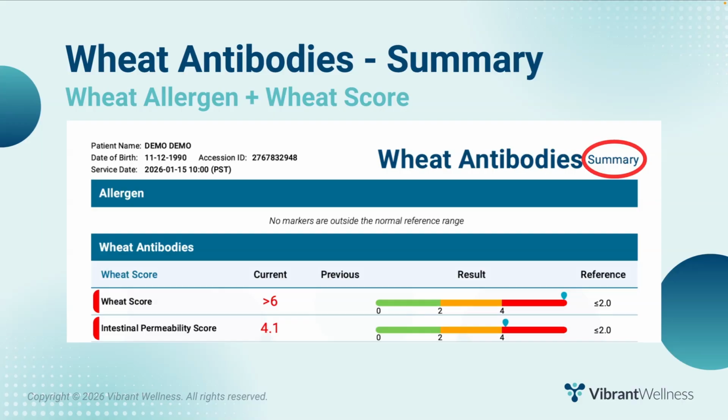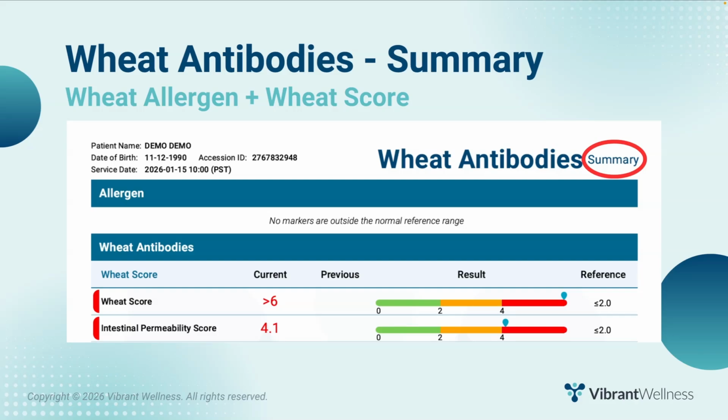The wheat antibody summary begins with an allergen section. This is where IgE will appear if it's outside the normal reference range. Next come the wheat score and intestinal permeability score. The wheat score is a unified score calculated from the IgE, IgA, and IgG reactivity of the individual to the respective antigens, with higher weightage for IgE than IgA than IgG.